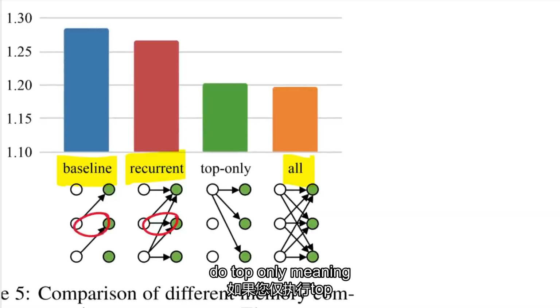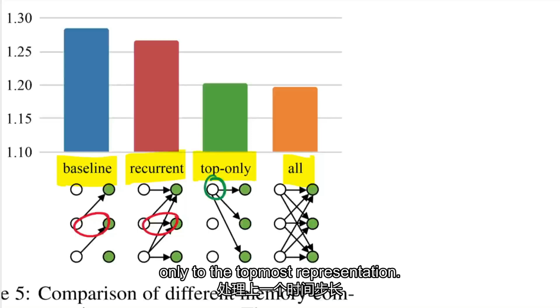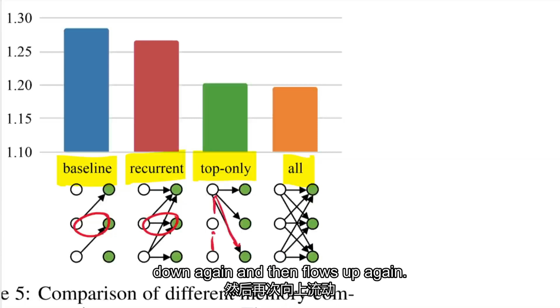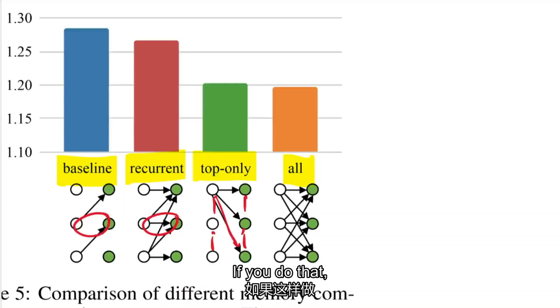However, if you do top only, meaning that you can attend to the previous time step only to the topmost representation. So whereas before you could attend only to things below you or at the same height as you, now you can only attend to the topmost. So information flows like this, and then can flow down again, and then flows up again. If you do that, you get almost all of the performance of the feedback transformer.